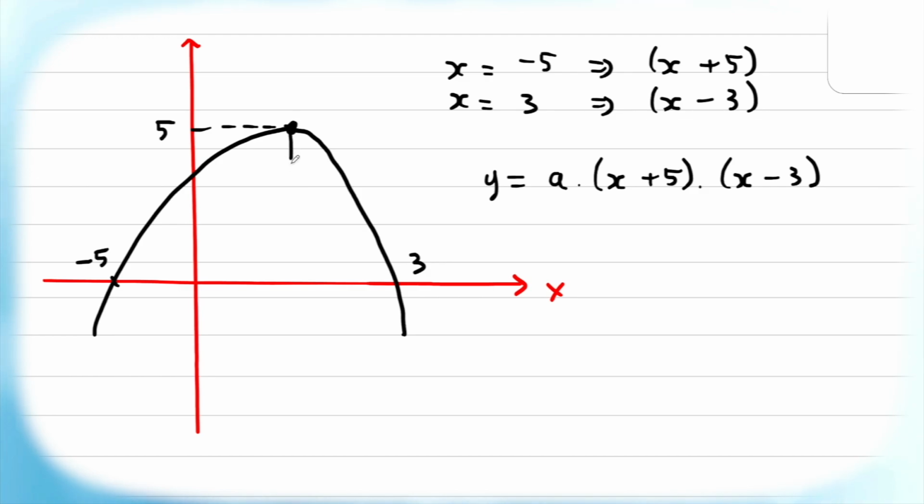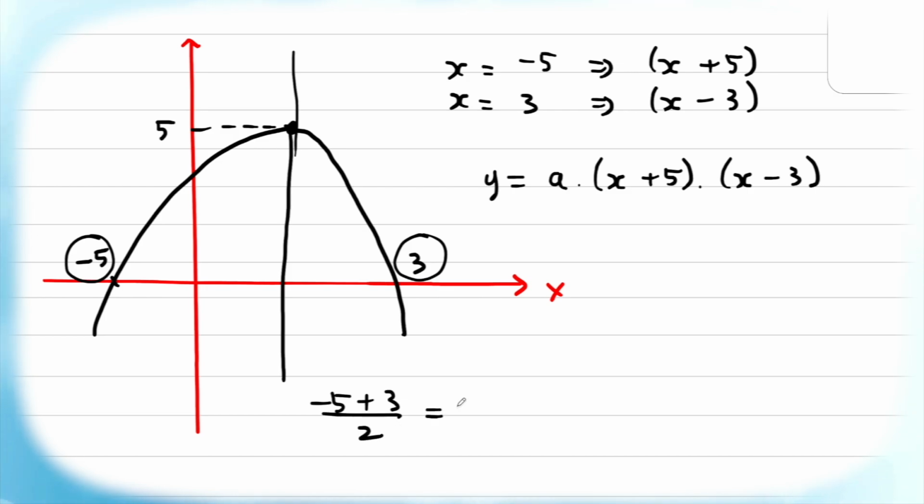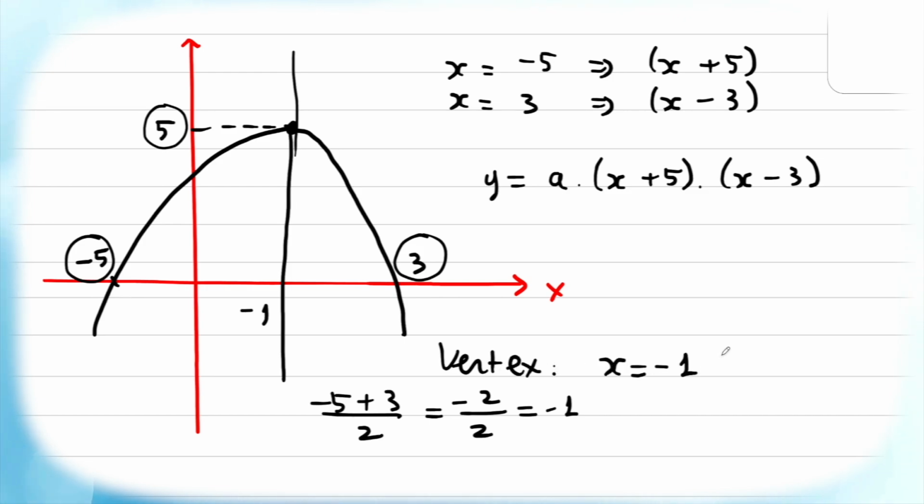About 5 here, we need to figure out the symmetrical line. About the symmetrical line, I will use minus 5 and 3 here. Minus 5 plus 3 divided by 2 equals minus 2 divided by 2 equals minus 1. So for the symmetrical line, we have minus 1 here. This means x equals minus 1 and y equals 5. Okay, so about the vertex point, you got x equals minus 1 and y equals 5.